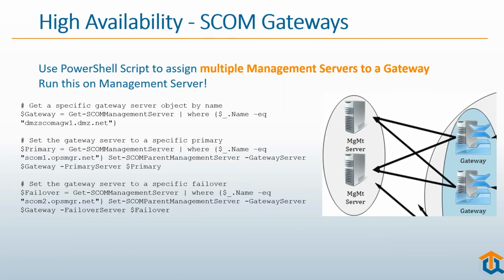So I just said, if you want to connect a gateway to multiple management servers, there's a cutout of the picture there. You can do it like this. So this is an example taken from Kevin Holman's blog. The first line actually says $gateway, get management server with the name of the gateway, because every gateway is seen as a management server as well as being a gateway. So you get the gateway first. Next, you get the management server with the name SCOM1, and you assign it to be the primary server for your gateway. And then the last step is where you get the failover management server, being SCOM2 in this case, and you assign it to the gateway server as a failover server.